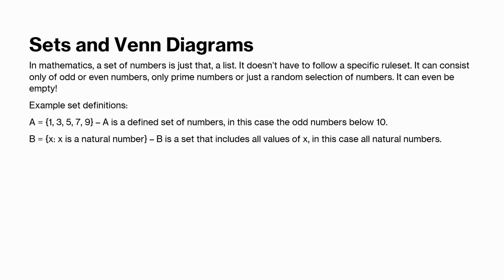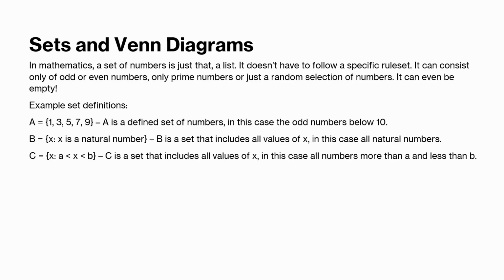Set B, again squiggly brackets, consists of the values of x. Then you define x. X is a natural number, so the set B would include all elements of x that are natural, all values of x that are natural numbers. So 1, 2, 3, 4, 5, 6. As long as it's a natural number, it's part of set B. You can use inequalities, so set C equals x. Then you define x as any value that is less than b, but more than a.